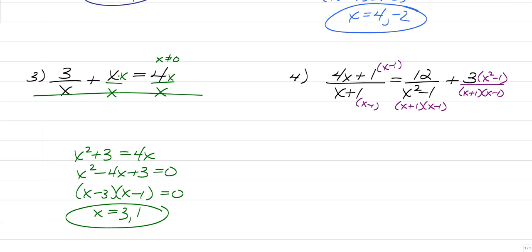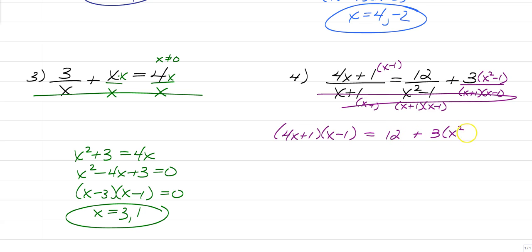So sometimes you're going to have a lot more algebra involved. So this is one of those types of examples. But again, once you have it all set up, you can ignore the denominator. So we're going to have 4x plus 1 times x minus 1. That's equal to 12 plus 3 times x squared minus 1. That'll give us 4x squared minus 3x minus 1 is equal to 12 plus 3x squared minus 3.